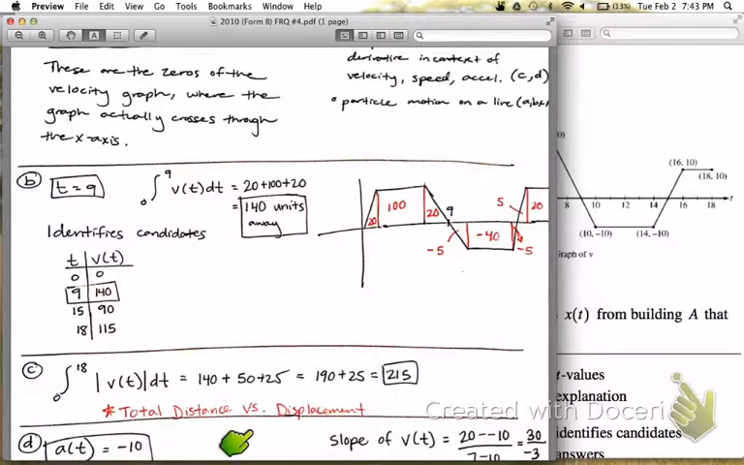So kind of keep that in mind, that it's the distance versus displacement, and distance is everything versus displacement is just the starting point minus the ending point, or vice versa, I should say. So that's part C. Let's see how many points you get for that.